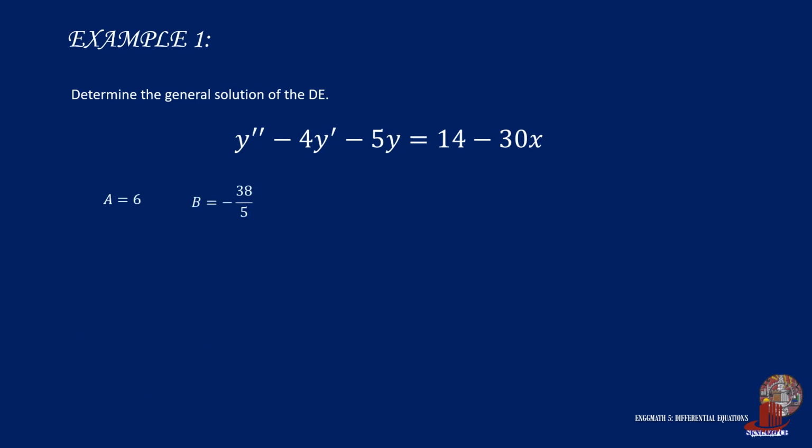Learning a as 6 and b as negative 38 all over 5, we can complete yp as (6x − 38)/5. Then finally, yc and yp can be combined for the general solution of the DE, and that is y equals c1 times e raised to 5x plus c2 times e raised to negative x plus (6x − 38)/5.